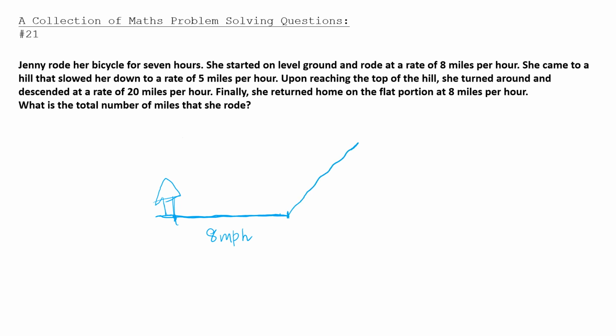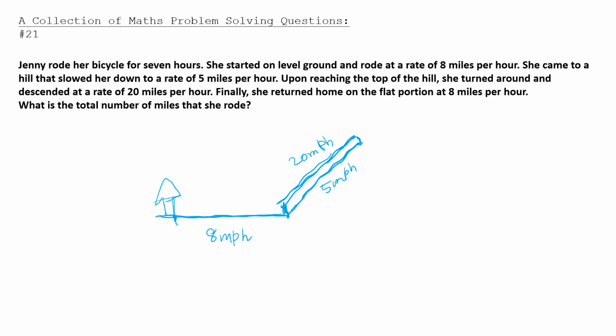So we draw the hill. This is the hill, and that slows her down to 5 miles per hour. So she goes here at 5 miles per hour, and then she reaches somewhere on the top of the hill. And once she reaches the top of the hill, she turns around and descends. So let's make her turn around. So she turns around this way, and reaches this point. The speed is 20 miles per hour.